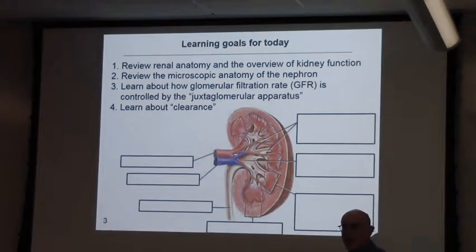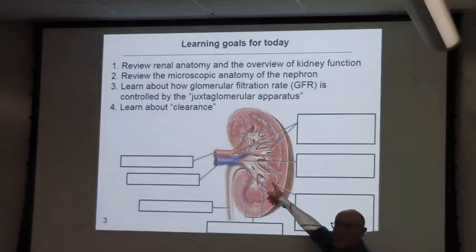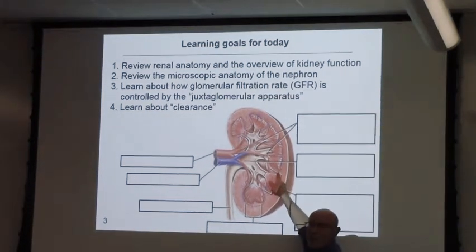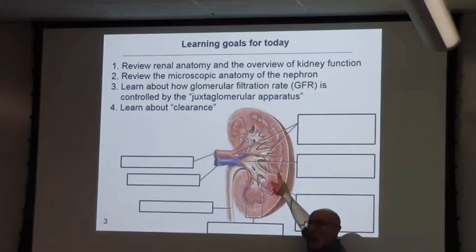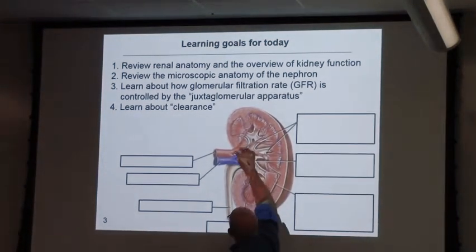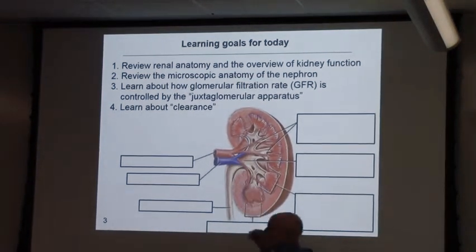The medulla, that's correct. What's another name for this? Pyramid. What's the name for the thing between the pyramids? Renal column. What is the name for this sort of space here? The hilum. The sinus? Good.